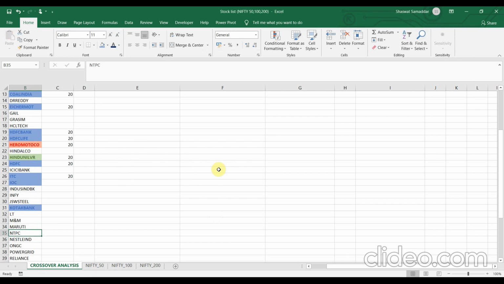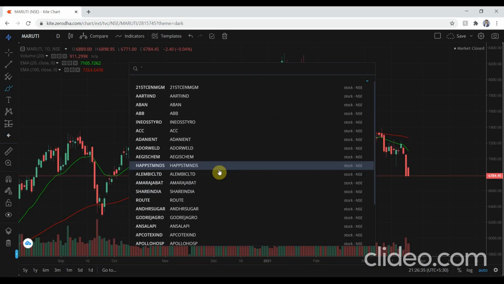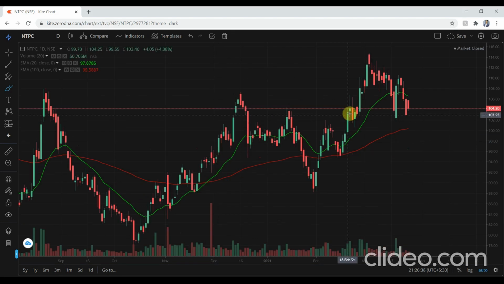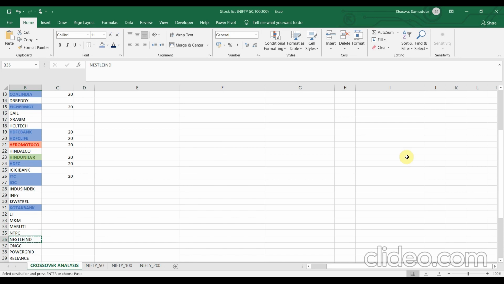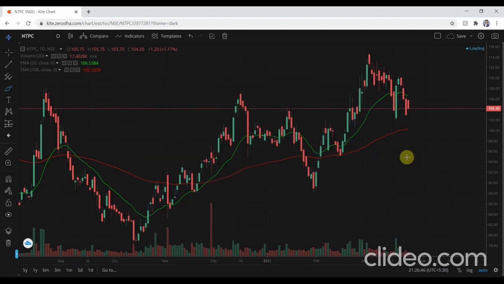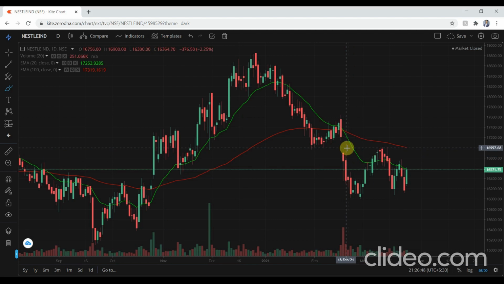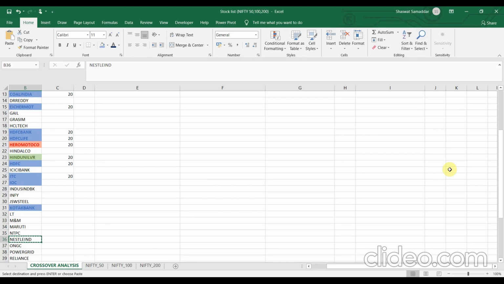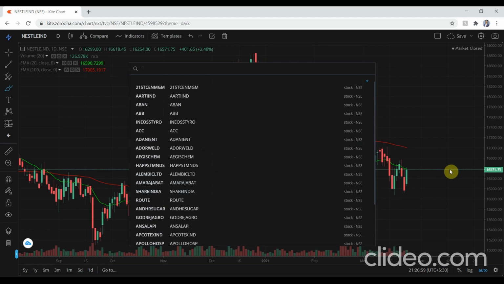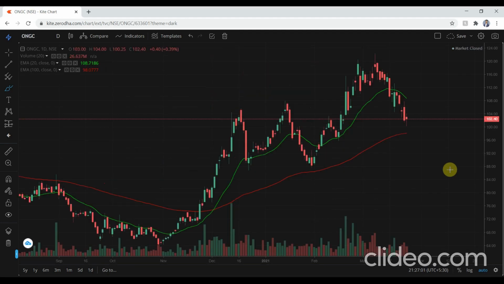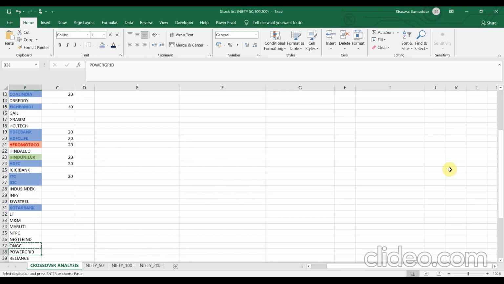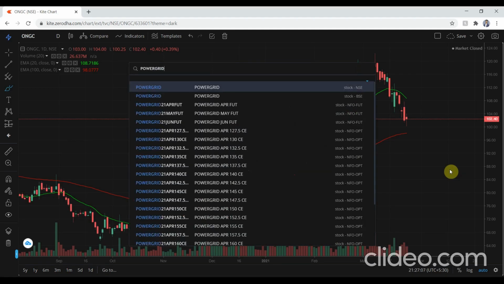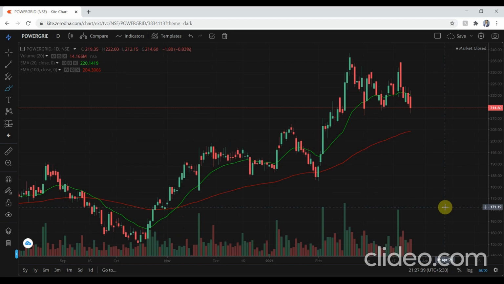So let's move on to our next stock, that is NTPC. Okay, it's not showing in recent times. Next is Nestle India. Again, see, it has shown a crossover here on 18th Feb. Anyways, that's not the point of discussion for today. ONGC, it's well above the 100 EMA. Power Grid, it's well above the 100 EMA again.